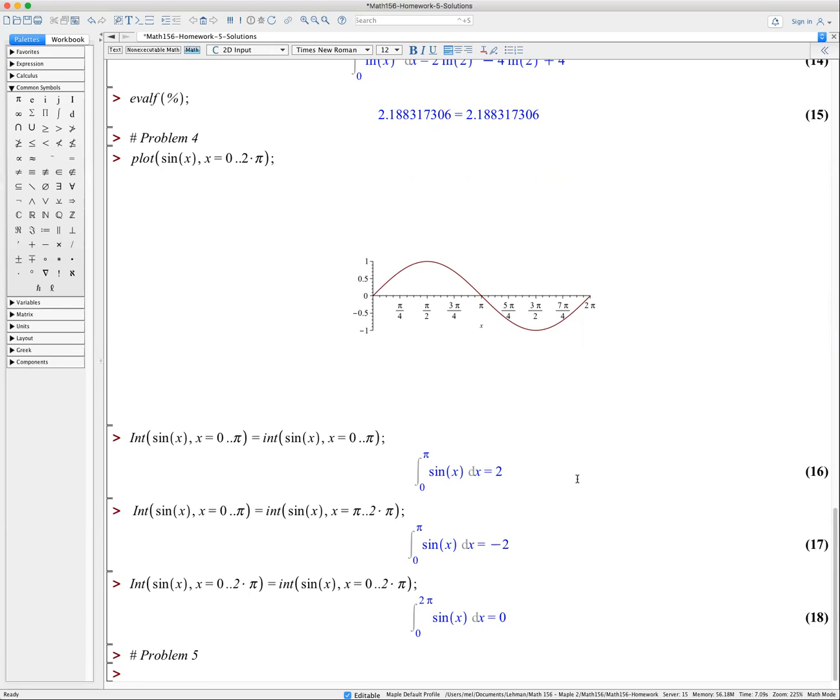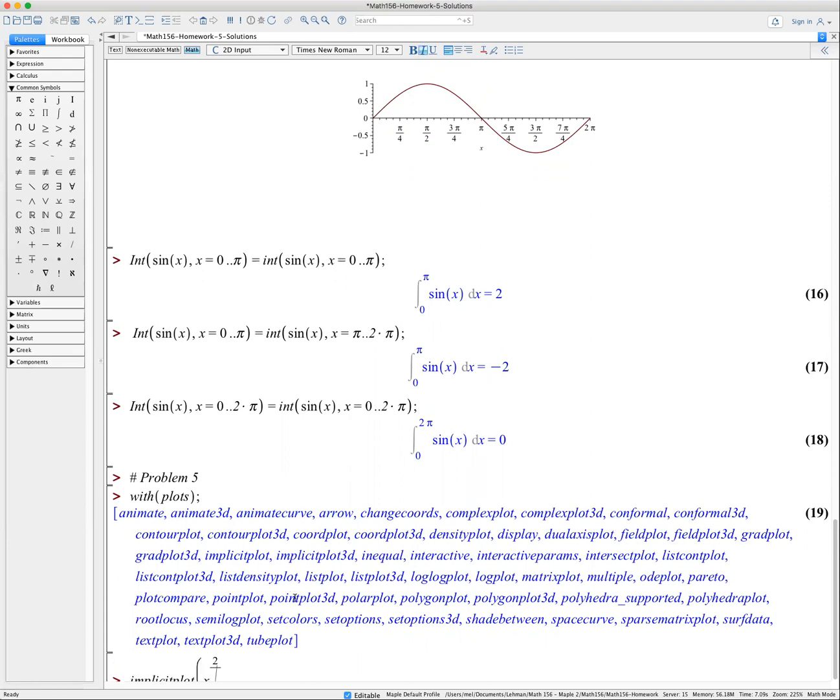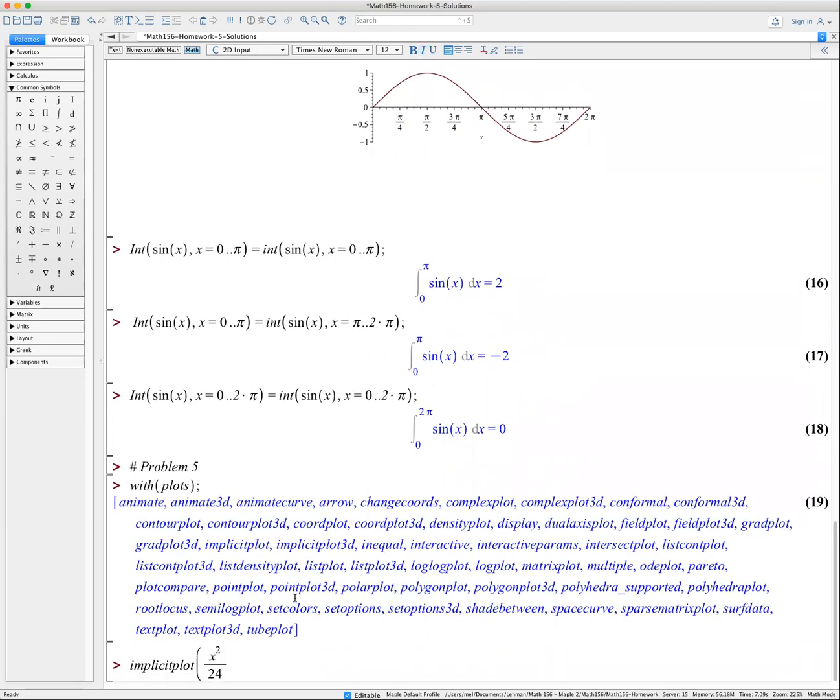So there's a function called implicit plots. But for that, I have to open the plots package. So now I can use any of these plots, and one of them is implicit plot. So implicit plot, and what is the curve I'm plotting? X squared over 24 plus y squared over 54 equals 1. And I need a range of values for x. Say maybe x goes from -5 to 5, and y goes from -8 to 8. Let's try that.